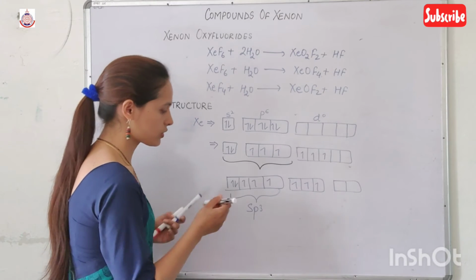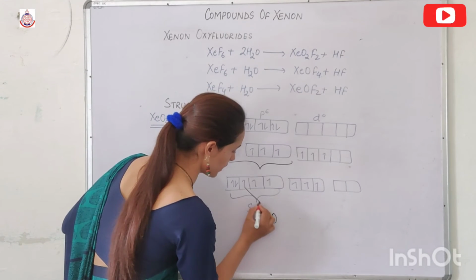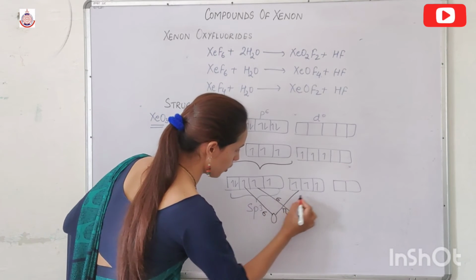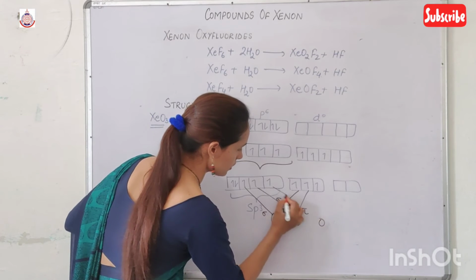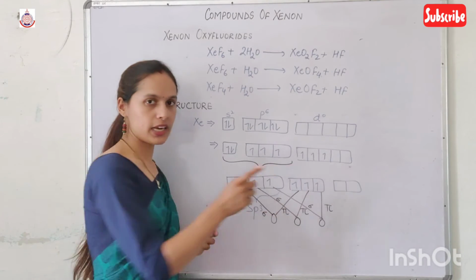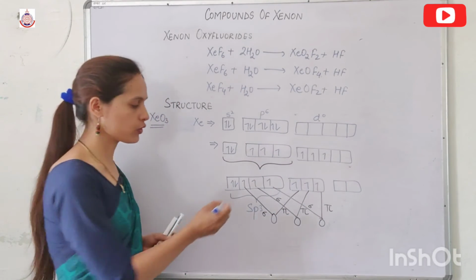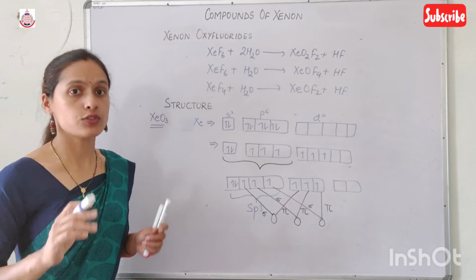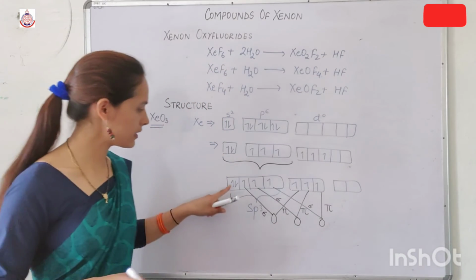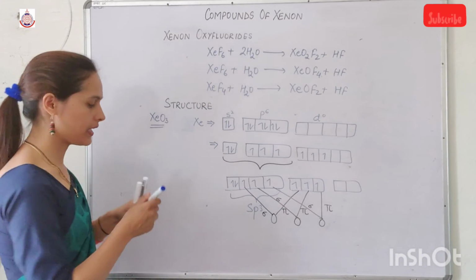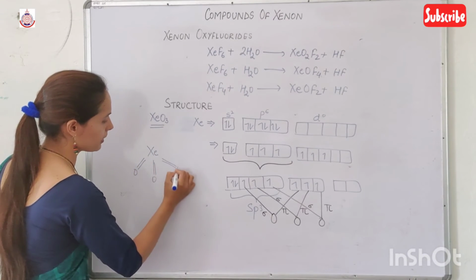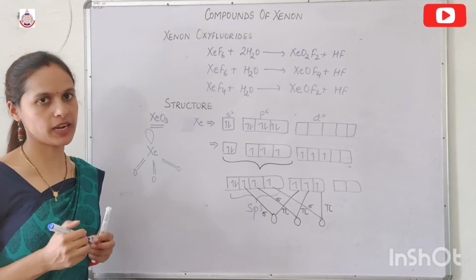Now what happened? Oxygen forms 1 sigma bond, 1 pi bond. Another oxygen forms 1 sigma bond, 1 pi bond. The third oxygen forms another sigma bond and another pi bond. But these pi bonds do not participate in the hybridization, therefore the hybridization is only sp3. In sp3, the geometry is tetrahedral, but due to the presence of one lone pair, it becomes pyramidal. So the shape is Xe double bond O with a lone pair. It is pyramidal.